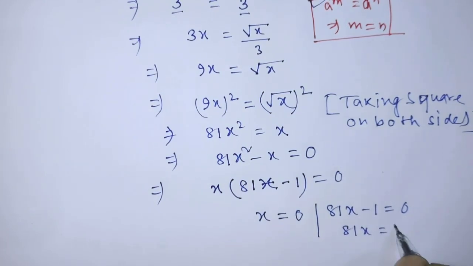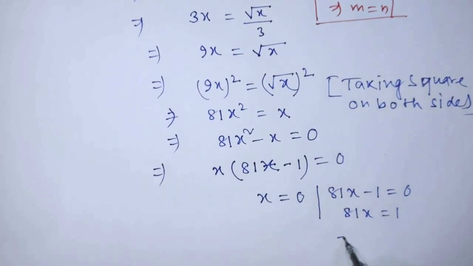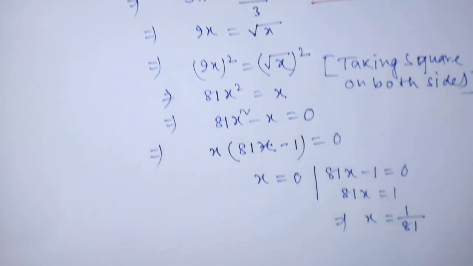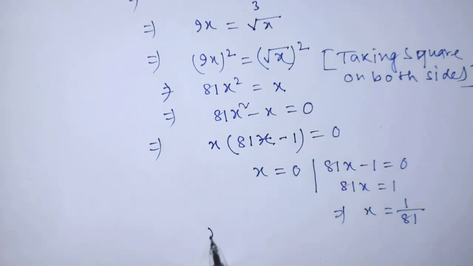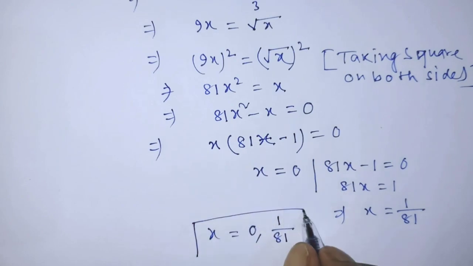So we can write from the second equation 81x is equal to 1, and after that we have to transpose 81 from left hand side to right hand side, then it will be x is equal to 1 over 81. So guys, the value of x will be 0 or 1 over 81. So this is our final answer. So guys, our answer is complete.